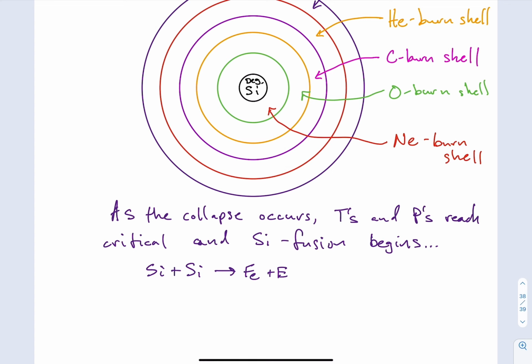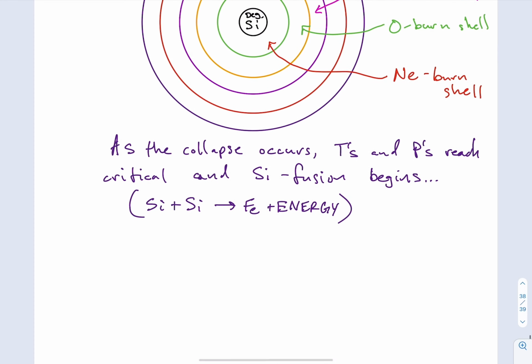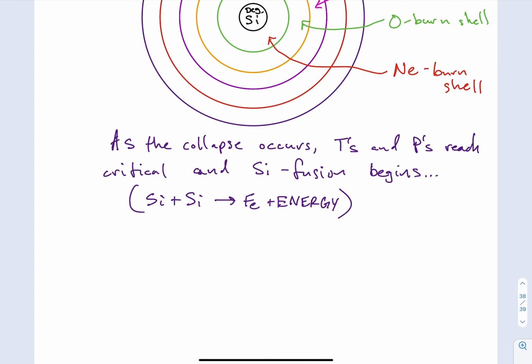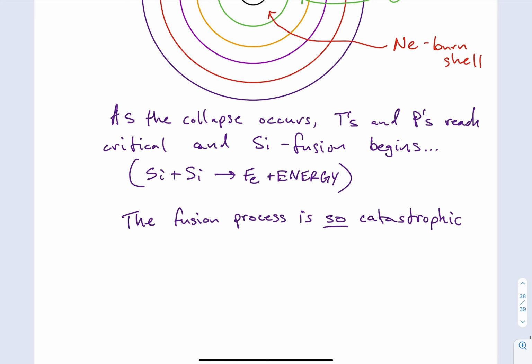It turns out iron is sort of the stopping point for fusion processes. This is where no more fusion will take place. So I'm going to note that this is a lot of energy. Silicon fusion begins, so we're going to continue from there. The fusion process is so catastrophic, so energetic, that the explosion, the silicon flash, if you will, completely destroys the star.